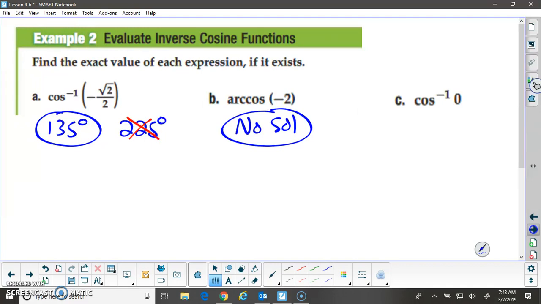Cosine inverse of 0, I believe that's at two locations. We have 90 degrees and 270 degrees. The 270 is not within the restricted domain, therefore the answer is 90 degrees.